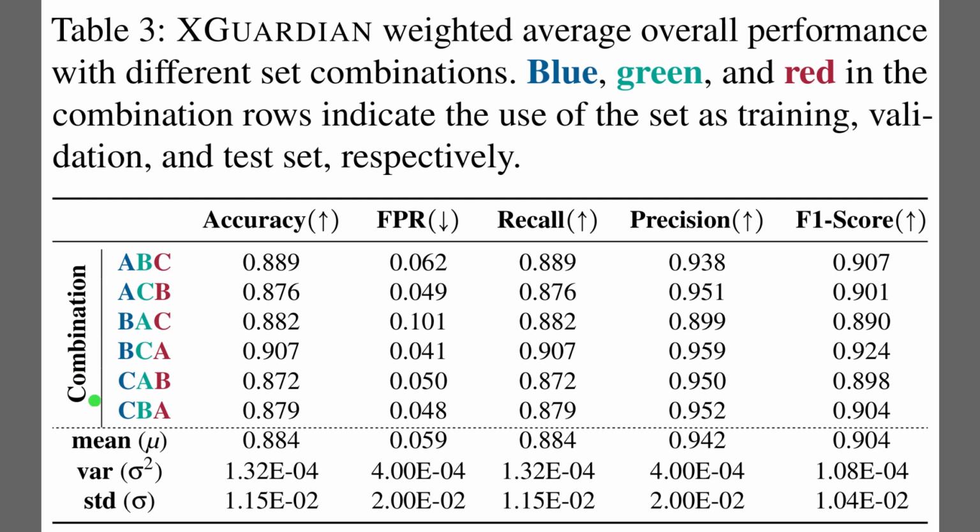Alright, while the previous figure detailed the architecture, Table 3 now quantifies the system's actual performance using cross-validation. The rows on the left list different permutations of dataset splits, labeled A, B, and C, used for training and testing to ensure fairness. Looking at the results, the system delivers stable metrics, achieving a mean precision of about 94% and an F1 score over 90%. The summary statistics at the bottom highlight extremely low variance, which confirms that the model generalizes well and isn't dependent on a lucky data split.